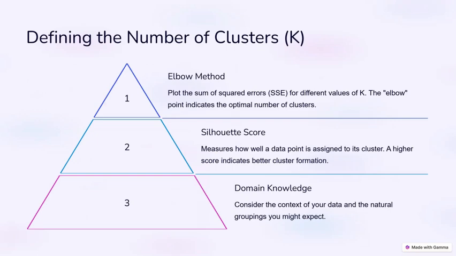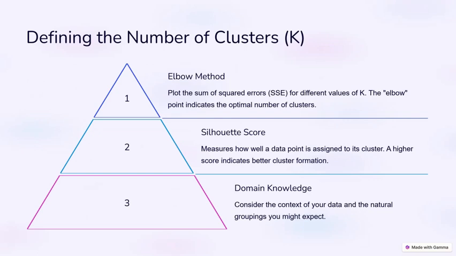Defining the number of clusters. There are three methods. The first is the elbow method. Plot the sum of squared errors for different values of K. The elbow point indicates the optimal number of clusters.